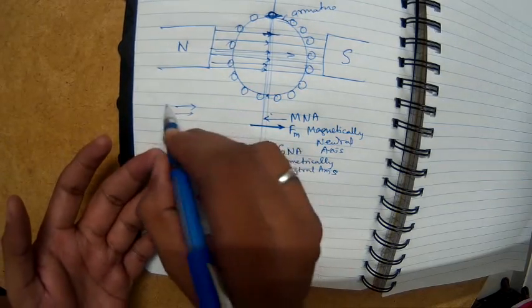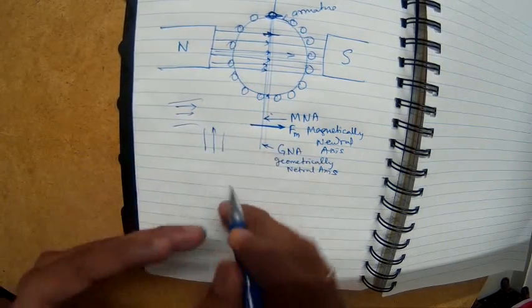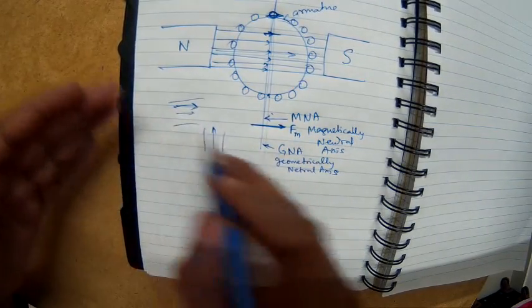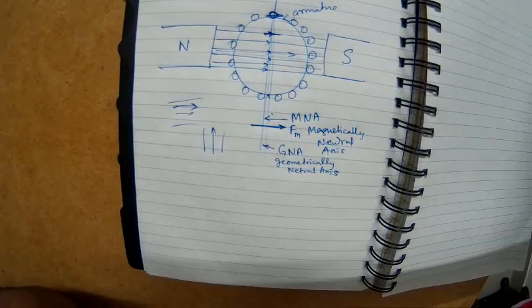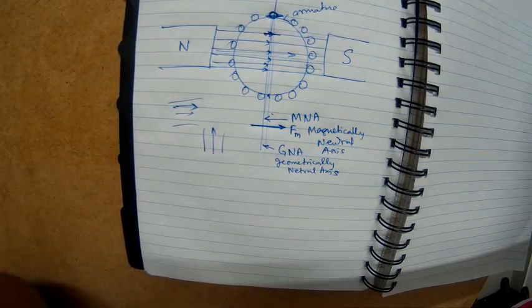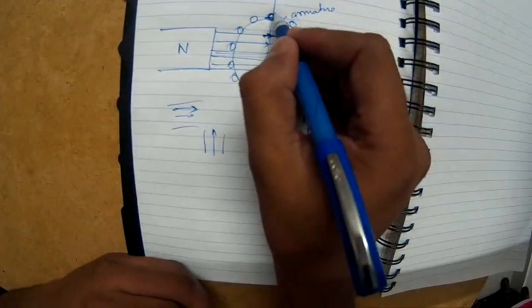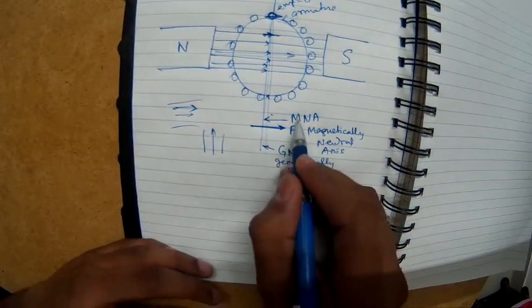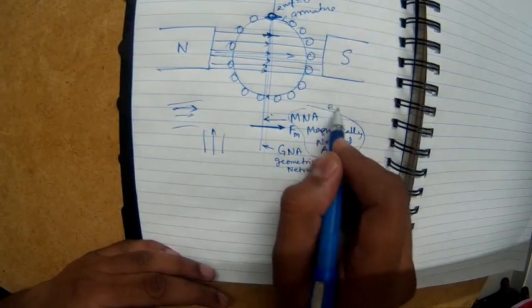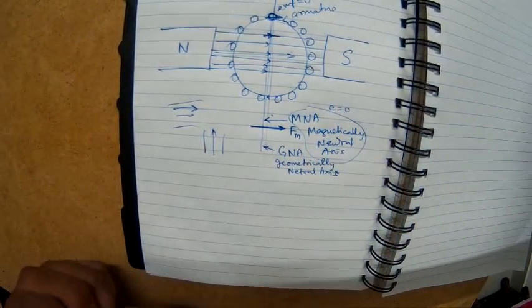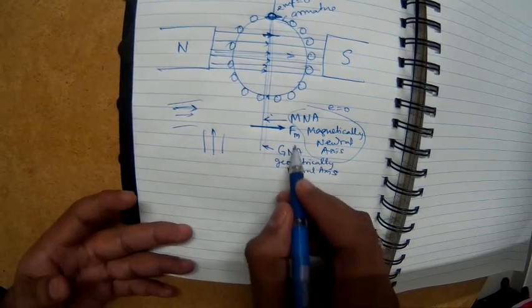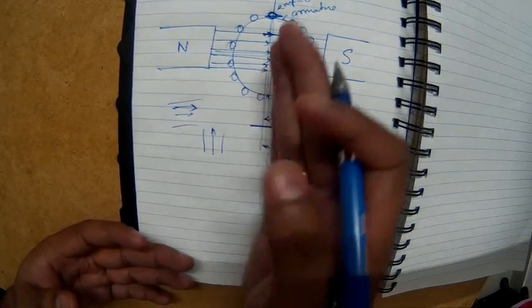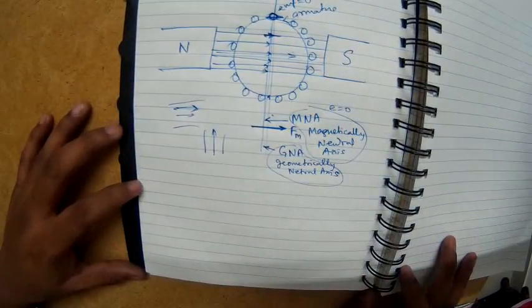But if there is a crossroads and one car is coming this way and another car is coming this way, then they are cutting each other. And EMF is induced only when the conductor cuts a magnetic field. Therefore here the EMF induced is zero. So the property of the magnetically neutral axis is that the EMF induced will be zero on that axis. And the property of the geometrical neutral axis is that it is geometrically in between the poles.